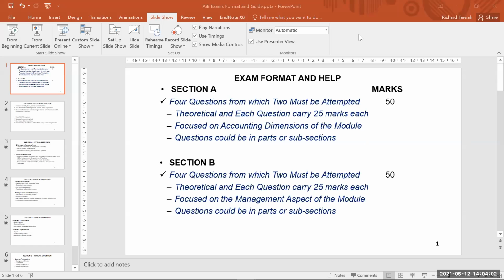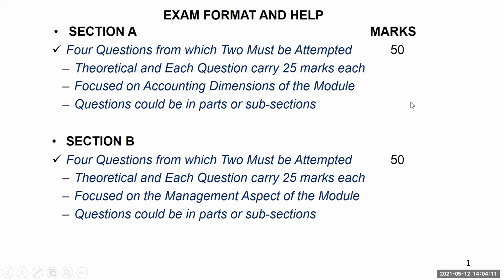Okay, so I'll take you through some slides. You can see the slides. Now it is in two parts. I'm taking principally the area for the accounting, but I'll give you a gist, an overview of what the whole picture looks like. So we have two parts. We have section A, which gives us a total of 50%, and then section B, which also gives us 50% of the exams.